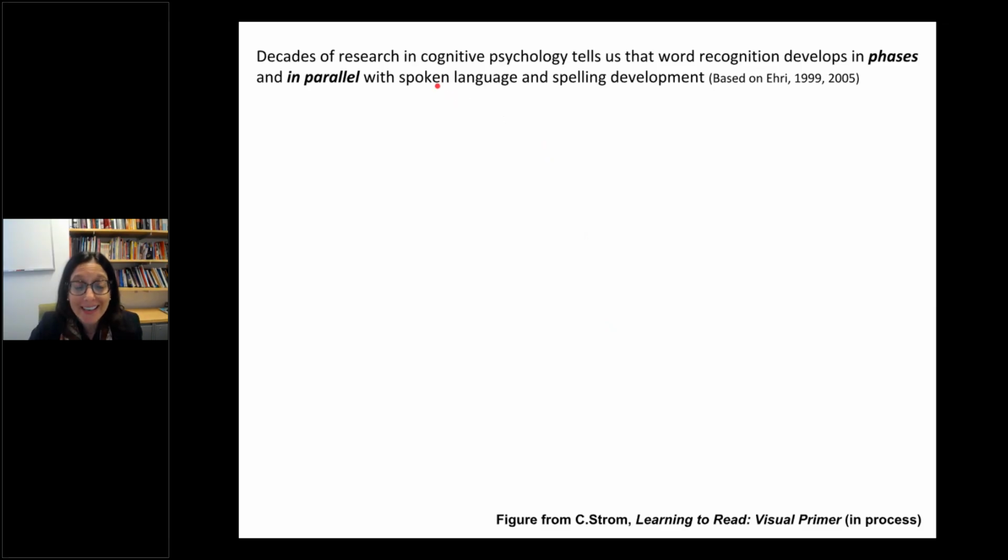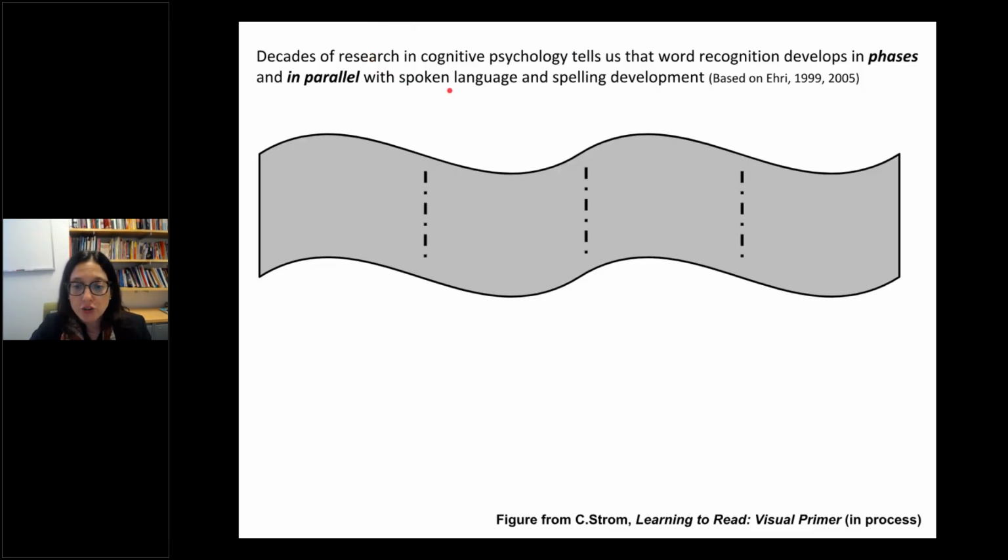So, decades of research in cognitive psychology have told us that word recognition happens over several years and actually happens in a lot of different phases, in parallel with spoken language and spelling development. So I'm going to go over these 3 major periods. One period has 2 parts, so you'll see 4 little distinctions, but I'm going to go over the periods of reading, and you can think of these as milestones in terms of how reading develops. These are known as the phases of reading or periods.